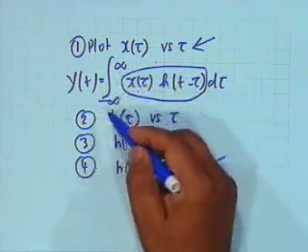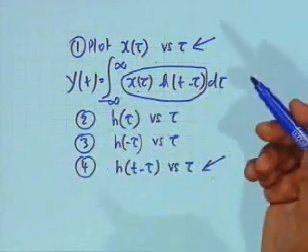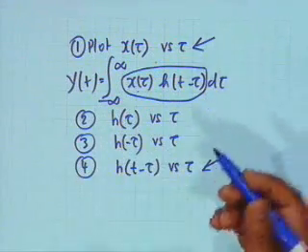Alright, integration of a function multiplied by d tau from minus infinity to plus infinity means the total area under this scale. It is that area. It is sometimes easy to find out this area graphically rather than analytically.